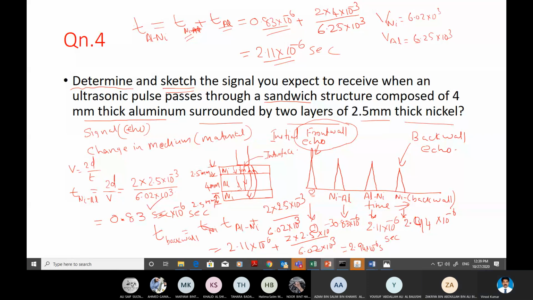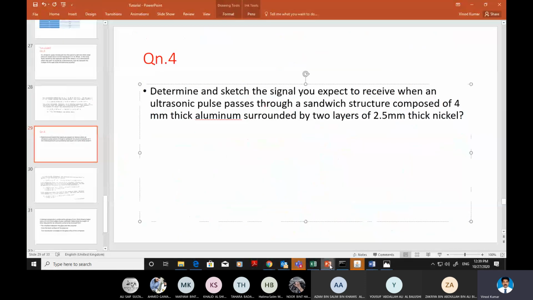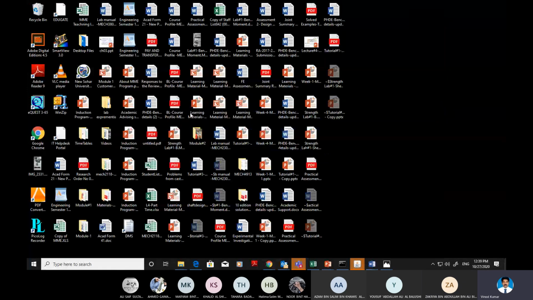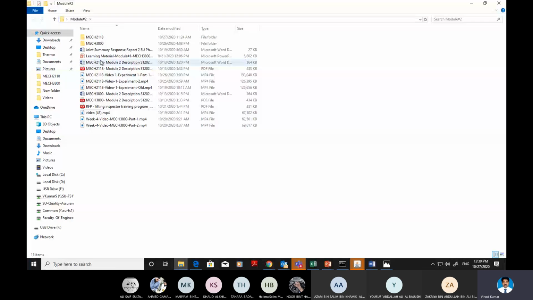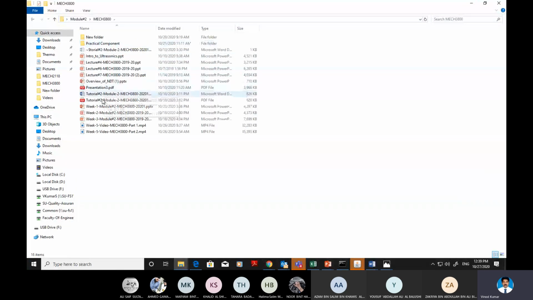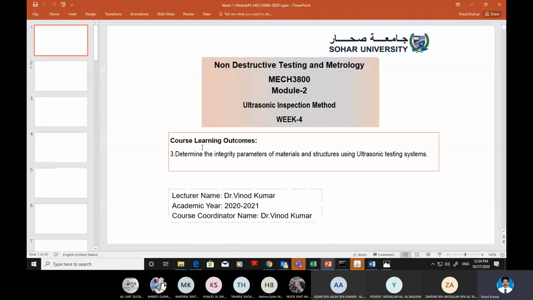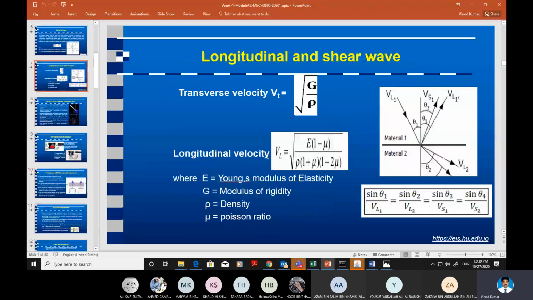Okay, clear? Now I taught you 2 equations for calculating the velocity. If you remember those equations, I just wanted to show you the equations, and they are available here in module 2. Here week 1 is our topic, which is ultrasonic inspection. In ultrasonic inspection, see these 2 equations.